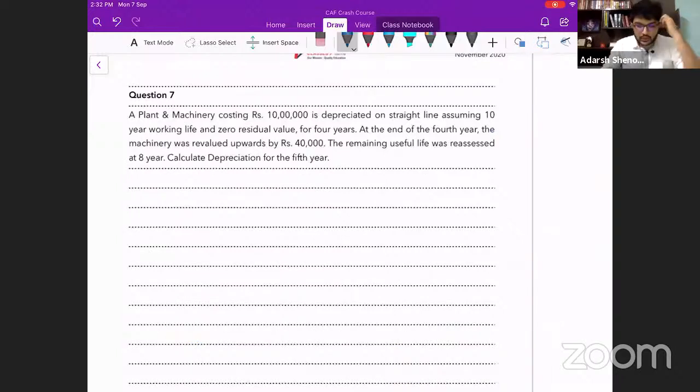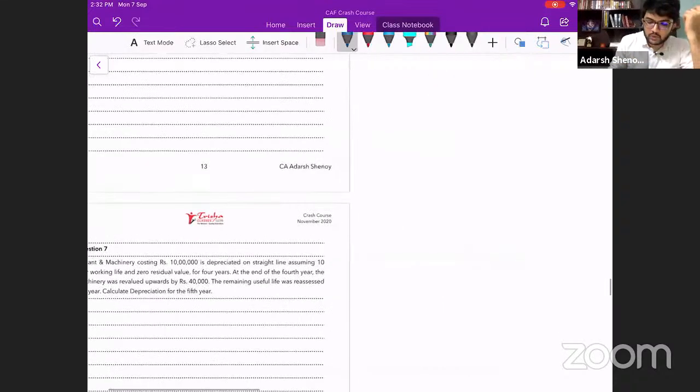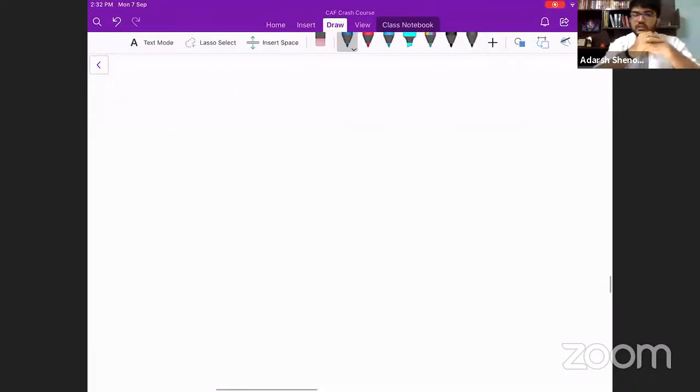Now, next one is change. When we change something, change in the... Can you tell me what is depreciation? Is it an accounting concept, accounting principle, accounting policy? What do we call depreciation as? It is an accounting policy. Wonderful. We call it an accounting policy.